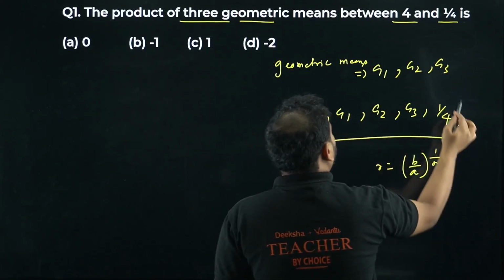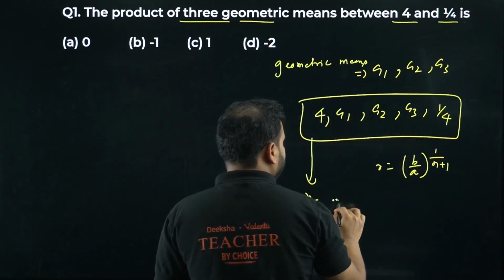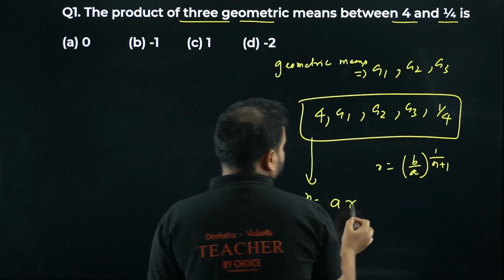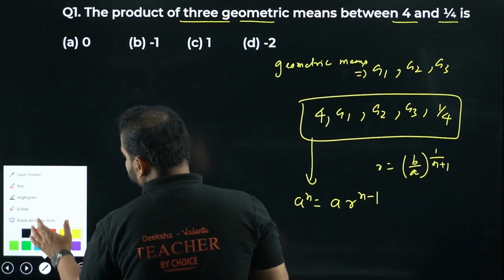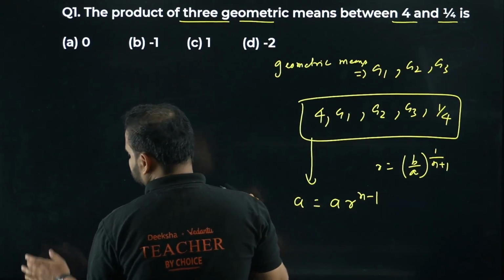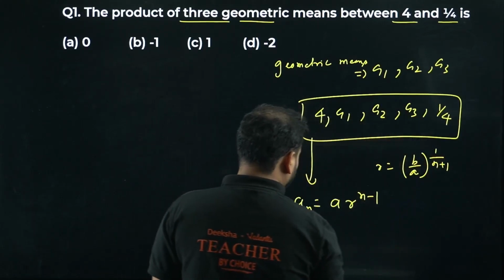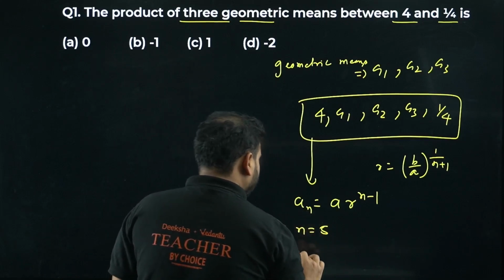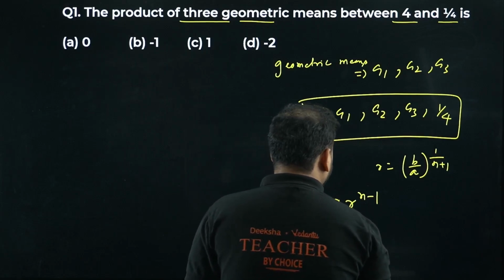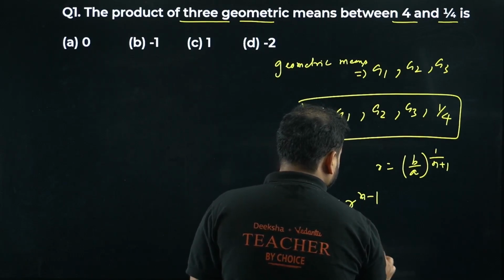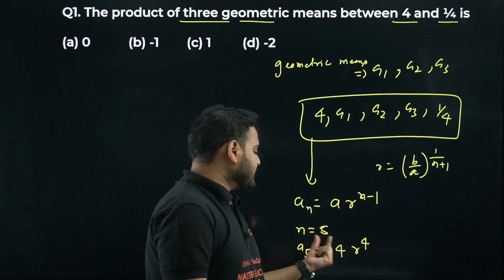Or we can simply see this. We know the first term, we know the last term, right? So the nth term is given by A times R power n minus 1, where we don't know the common ratio R. What is the n value here? N value is 5, no? 3 geometric means and 2 terms in the beginning and the end. So we have 1, 2, 3, 4, 5. So n value is nothing but 5.